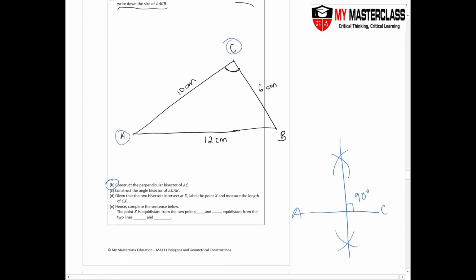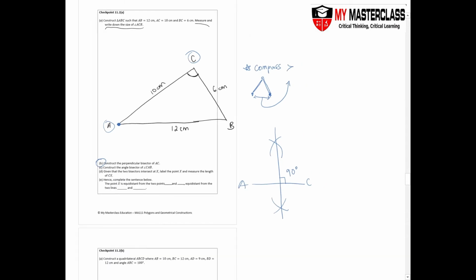Now, place your compass at point A, and now key point, make sure that your compass is opened such that this one should be your pencil, and this one should be the little pointy part. The distance over here has to be more than half of 10 cm, which means this distance should probably be around 6 cm. Let's not use 5, 6 cm and above. It can be 7 cm, it can be 8 cm, but please make sure that it is more than half of 10 cm.